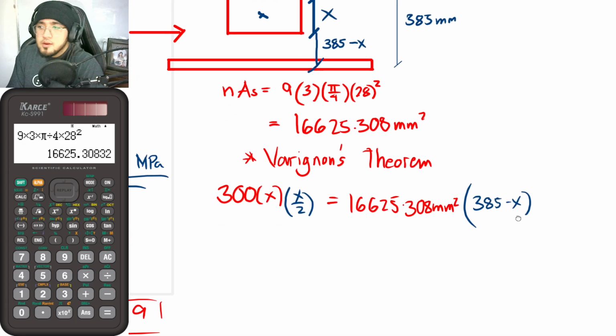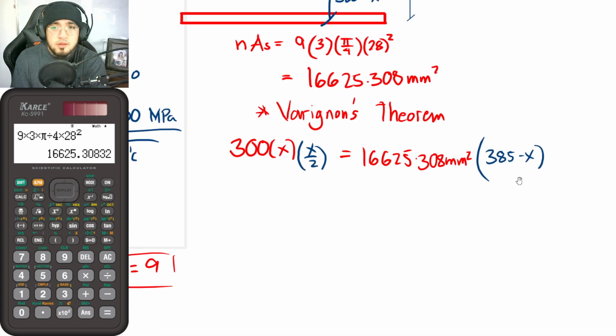You can make use of the shift solve feature of your calculator. However, since we are dealing with a quadratic equation, there are actually two possible answers. If you make use of shift solve, there is also a chance that the value your calculator shows you is the incorrect one.